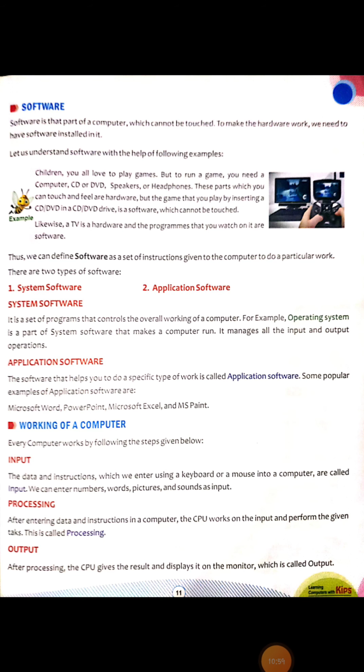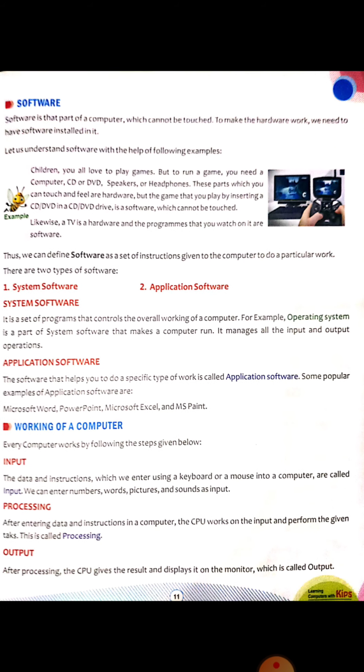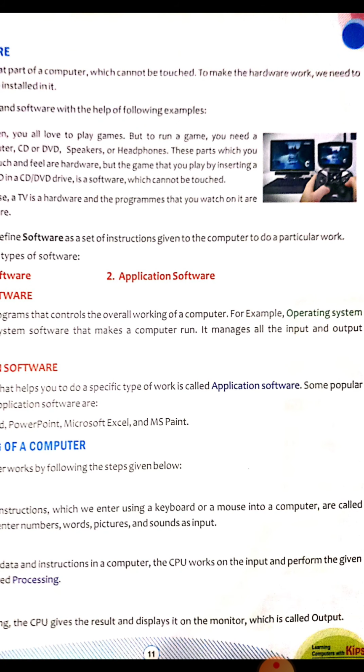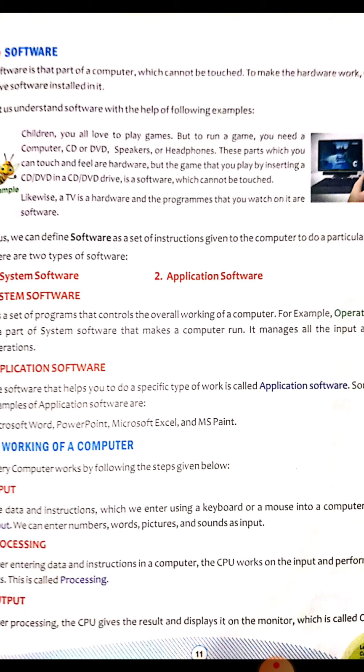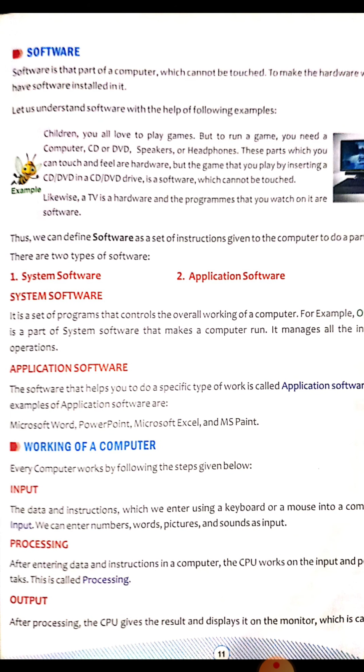Now we will talk about software. Software is the part of a computer that we cannot see and we cannot touch. To make the hardware work, we need to have software installed in it. Let us understand software with the help of the following examples.